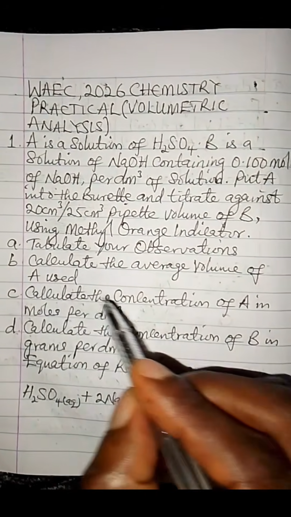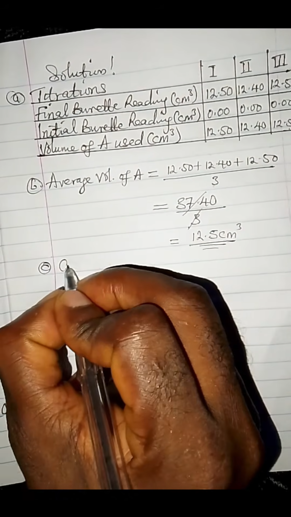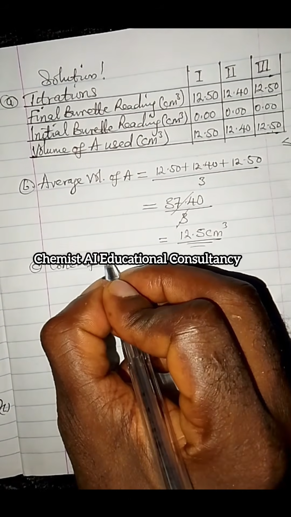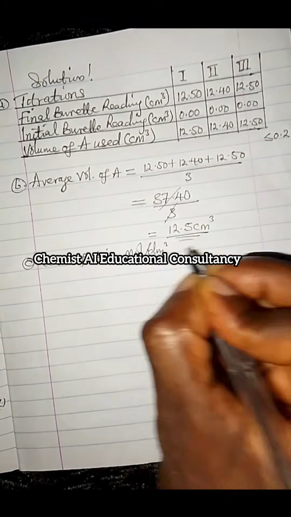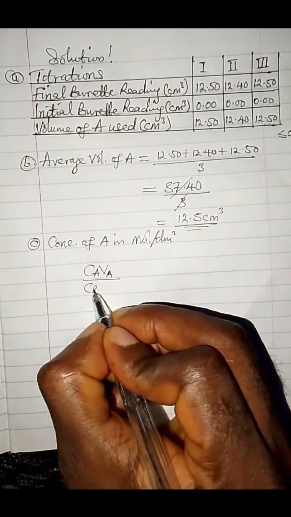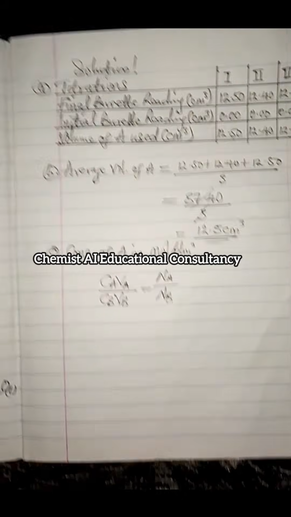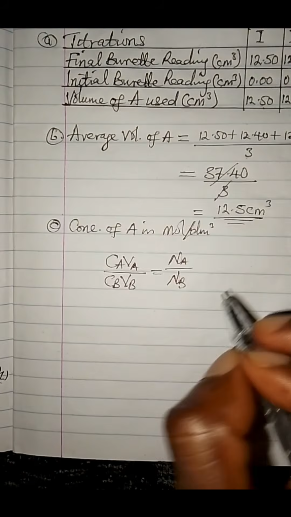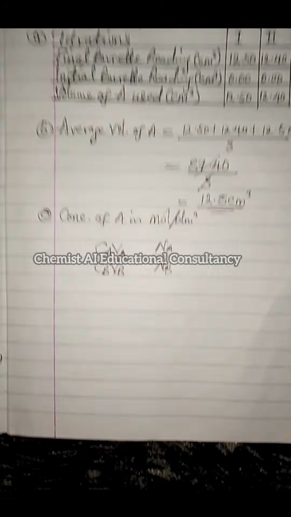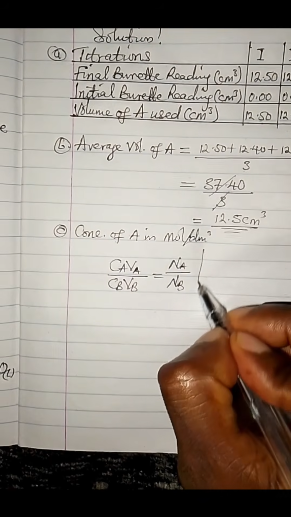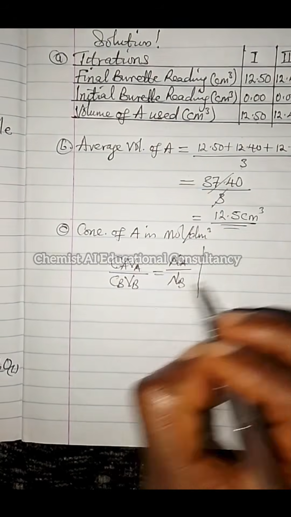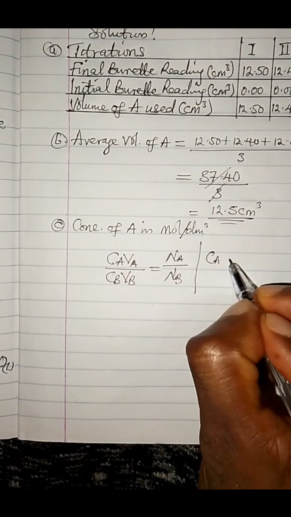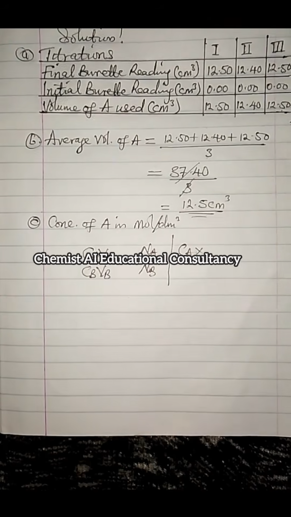Now let's go to C. C says calculate the concentration of A in mole per dm cube. To do this, first of all, go back to the question and check if the concentration of base was given. If it was given, then you are going to use this formula CAVA over CBVB equals NA over NB. But if the concentration of the base was not given, then check the mass concentration of the acid. If it was given, then you use that mass concentration to find the molar concentration by saying molar concentration equals mass concentration over molar mass of the acid. But in this case, molar concentration of the base was given. So we use CAVA over CBVB equals NA over NB.